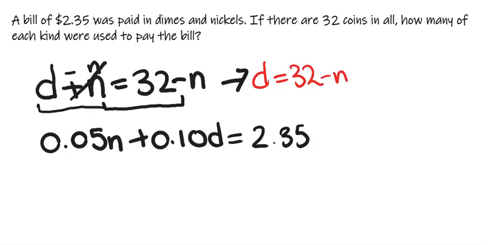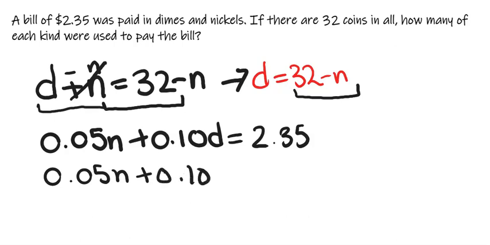minus N. Now in the second equation, wherever we see the letter D or dimes, we can just put 32 minus N to replace it. So we'll just write 0.05 N plus 0.10. Now, in parentheses, since we see a D over there, we're going to put 32 minus N.